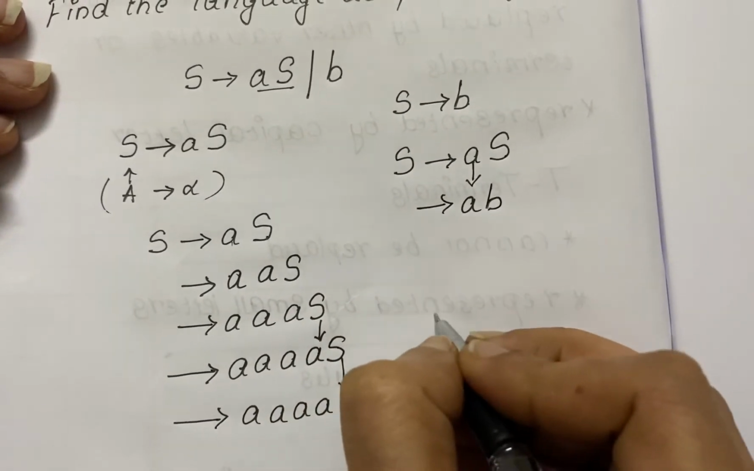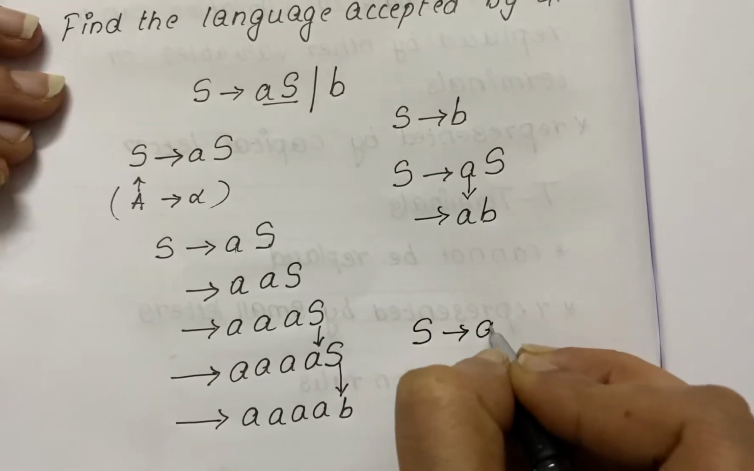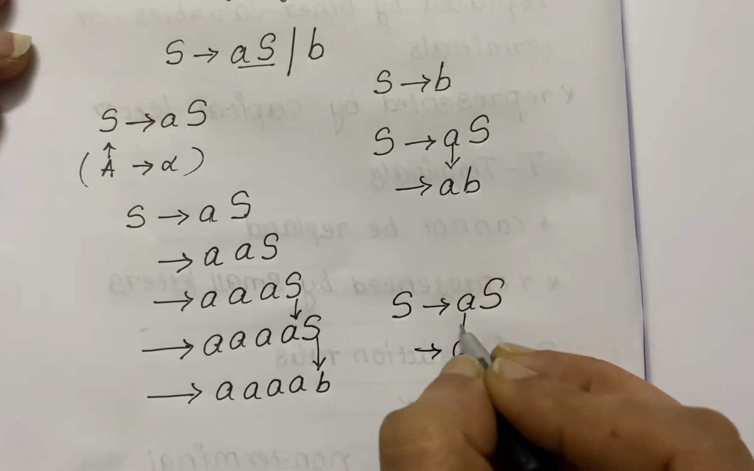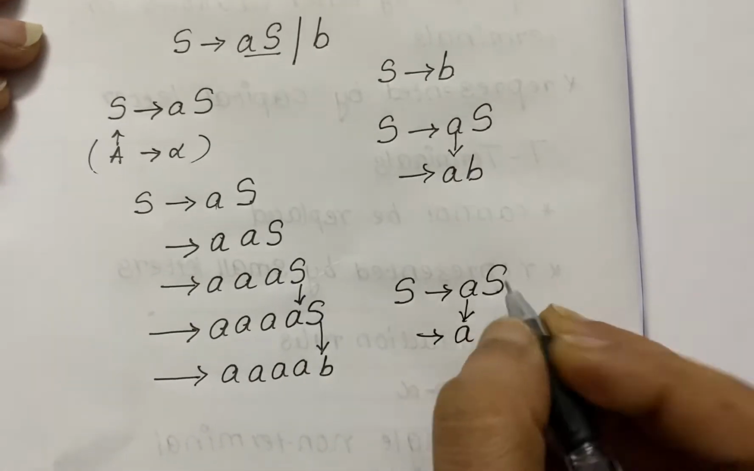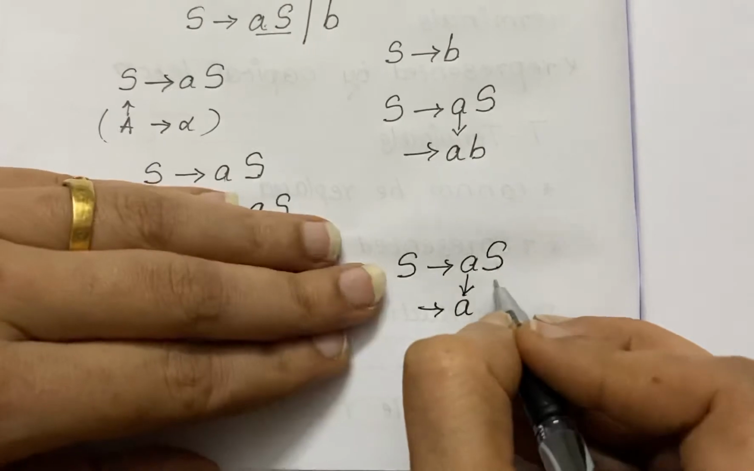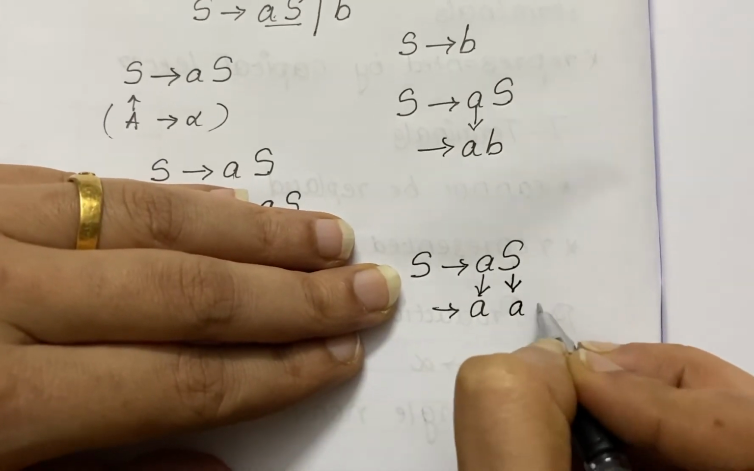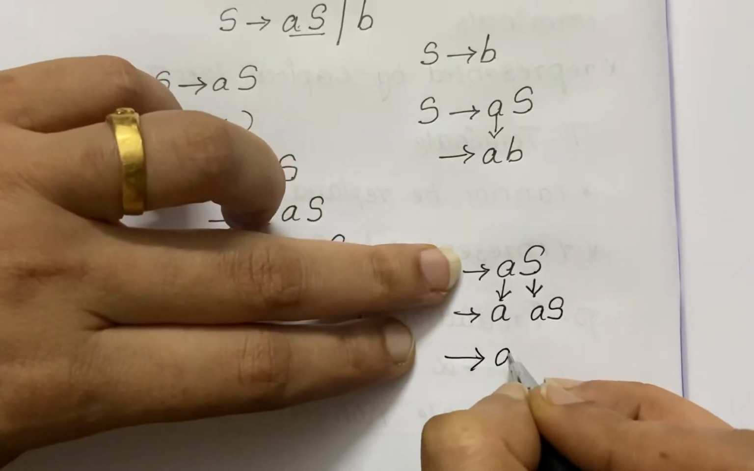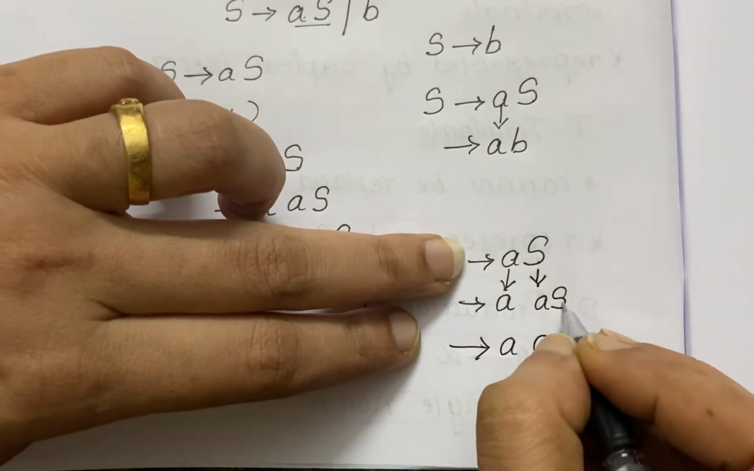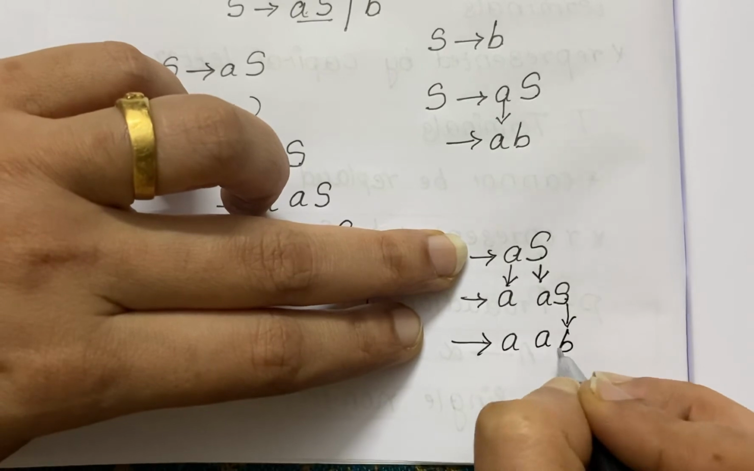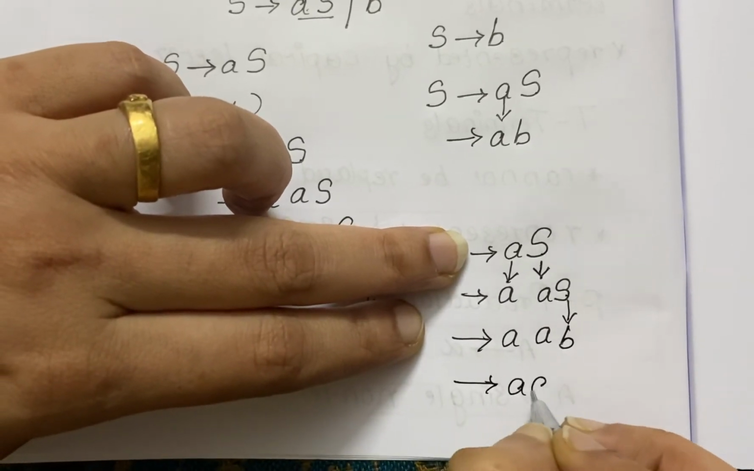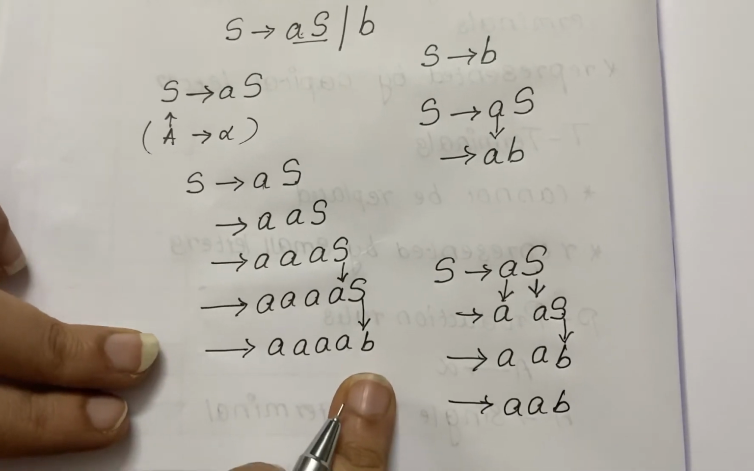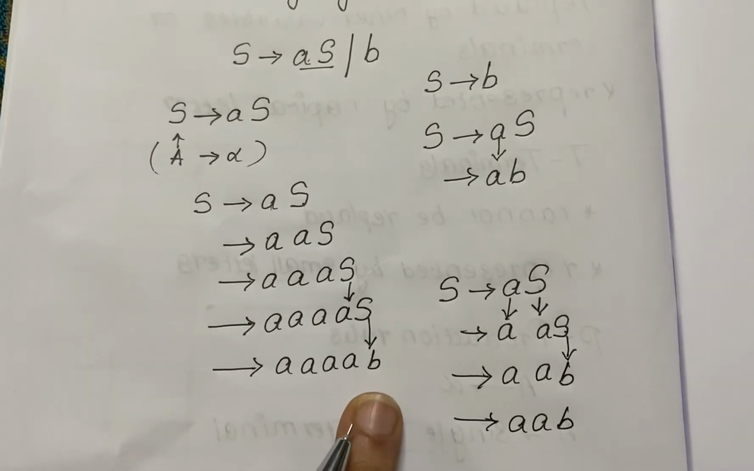Okay? And S gives you AS. For this, you can write A. This A, I'm writing directly here. For this, again, I'm writing AS. So just see here, A, S. And this A, and for this S, I'm substituting B. So I'm getting another string, AB. So here you can have any number of A's and you can have one B.